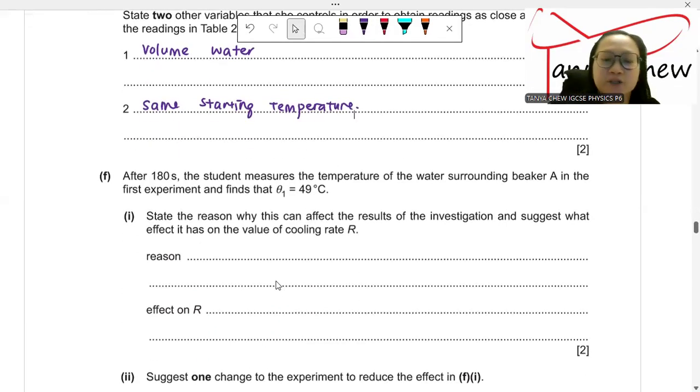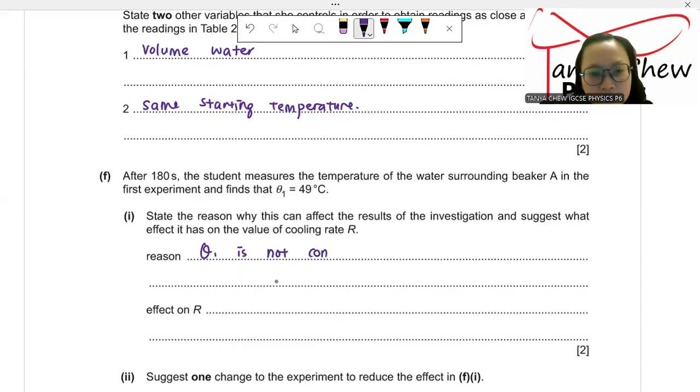After 180 seconds, the student measures the temperature of the water surrounding beaker A in the first experiment and finds that theta 1 to be equal to 49 degrees Celsius. First part, state the reason why this can affect the result of the investigation and suggest what effect it has on the value of cooling rate R. I said that because theta 1, you're supposed to get 48 degrees Celsius, but instead you get 49 degrees Celsius, right? So the reason is because the theta 1 itself is not constant.